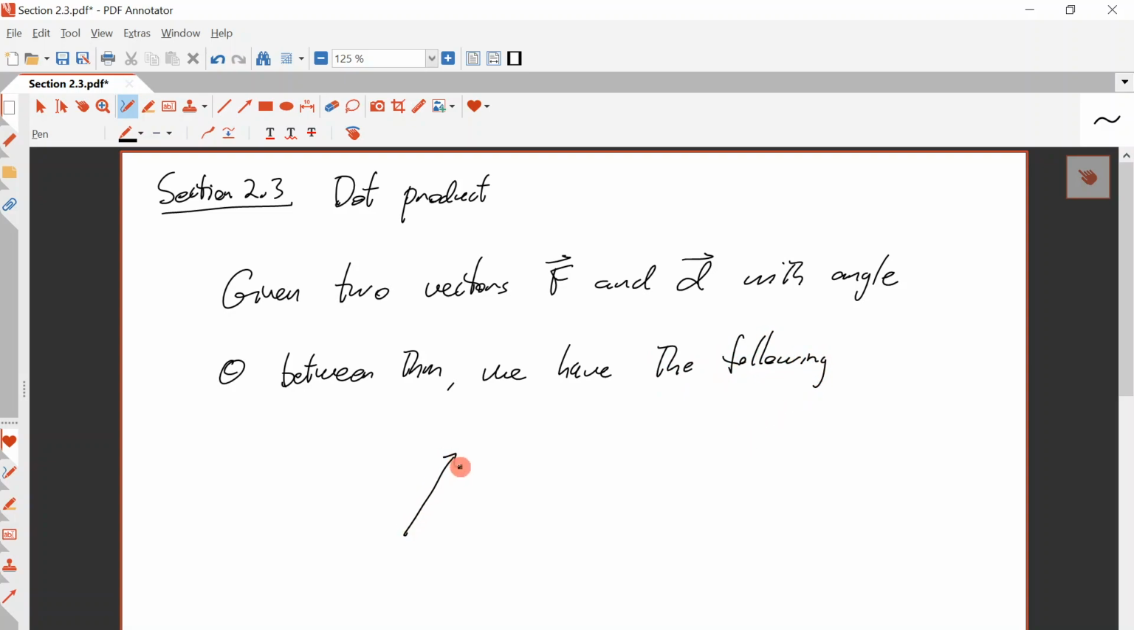So you have vector F, think of that as a force vector, and vector D, that's a vector of movement, where we're moving an object along that vector using force F. So we're explaining this in physics terms, and you've got some angle theta between them.